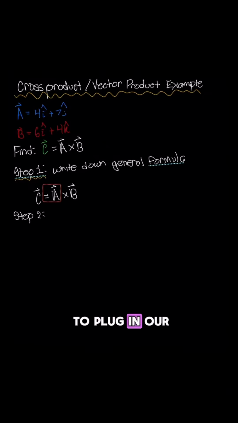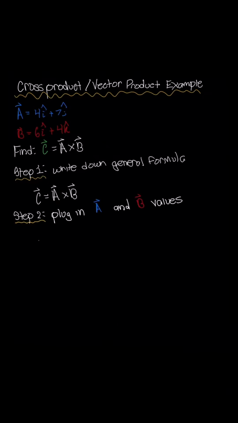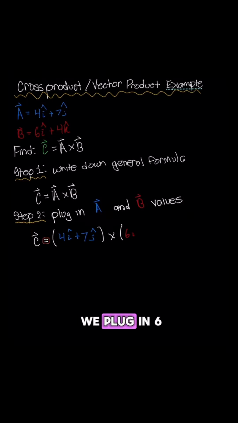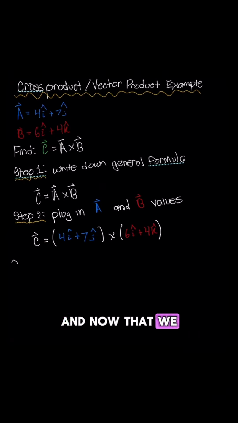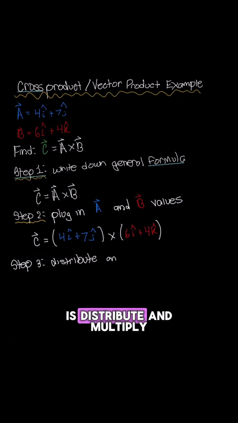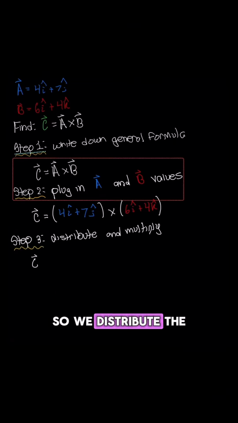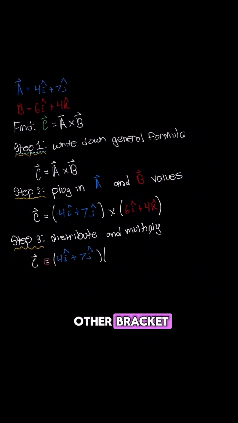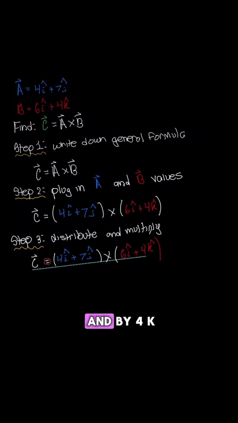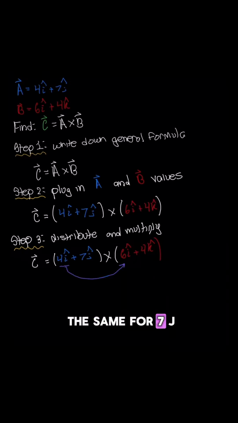Our next step is to plug in our vector values for A and B. So for A, we plug in 4i plus 7j, and then for B, we plug in 6i plus 4k. And now that we plug these into the formula, all we gotta do is distribute and multiply. So we distribute the 4i into the other bracket. So we multiply 4i by 6i and by 4k, and then we do the same for 7j.